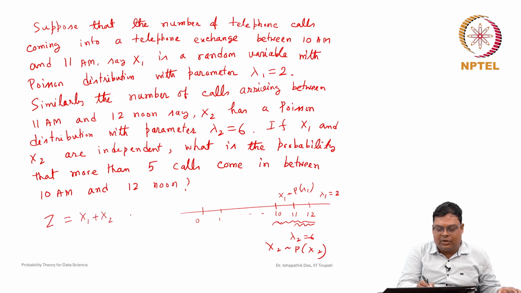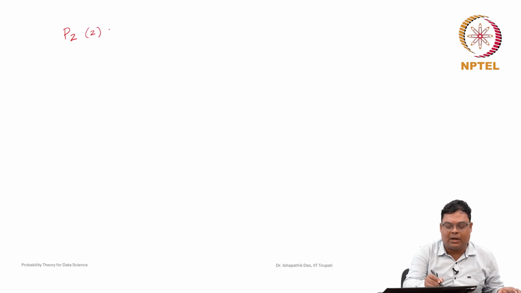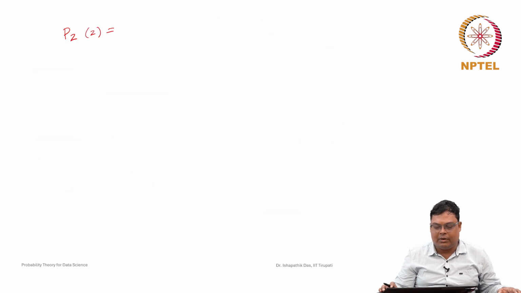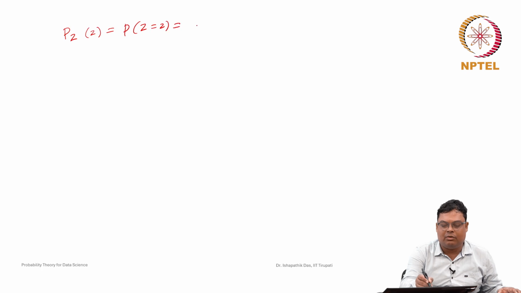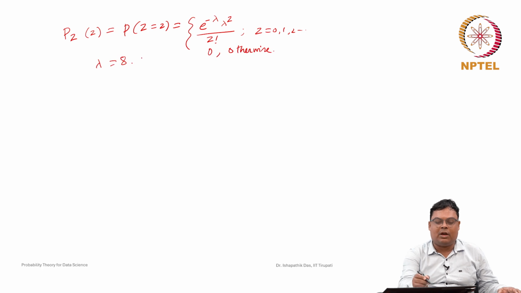We know that X1 plus X2, because they are independent, has Poisson distribution with parameter lambda 1 plus lambda 2. So, this lambda is equal to lambda 1 plus lambda 2. Now, we know that lambda 1 is equal to 2 and lambda 2 is equal to 6, so this is nothing but 8. So, Z has Poisson distribution with parameter 8. So, the probability that Z is equal to z, we know now, is e to the power of minus lambda, lambda to the power z by z factorial, whenever z is equal to 0, 1, 2, and it is equal to 0 otherwise. What is lambda here? Lambda here is equal to 8. So, it is known now, we can ask any probability now.